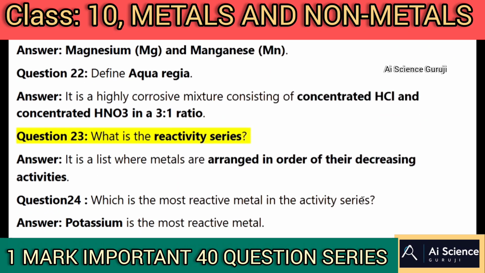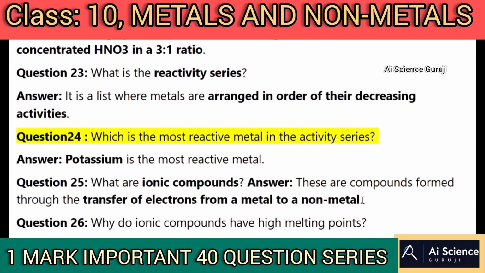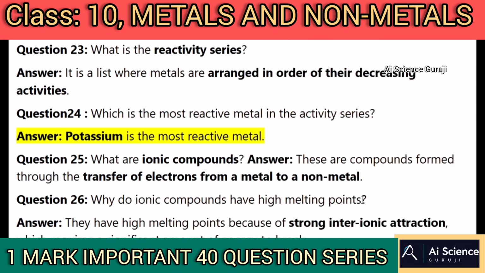Question 23. What is the reactivity series? Answer. It is a list where metals are arranged in order of their decreasing activities. Question 24. Which is the most reactive metal in the activity series? Answer. Potassium is the most reactive metal.